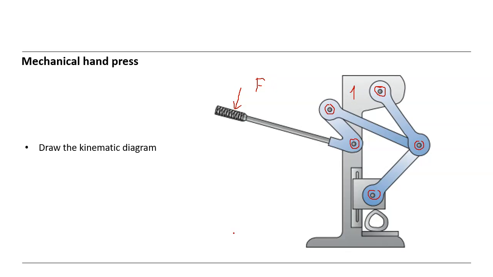Okay, let's check how many members, how many links we have. So the link, first the 1, and then let's say 2 is this one, and this is 3, and this is 4, and this is 5, and this is 6. So now we have a mechanism consisting of 6 bars, or 6 members.